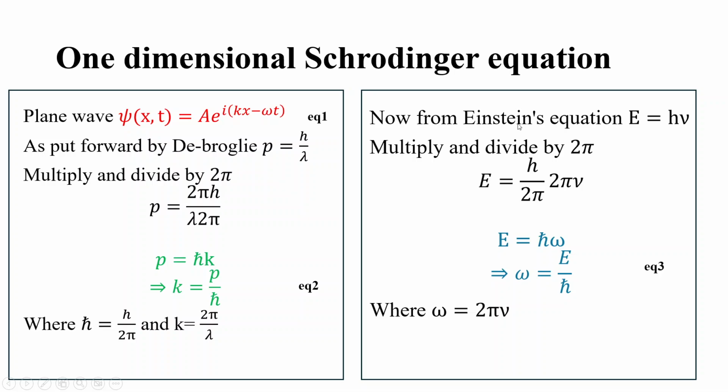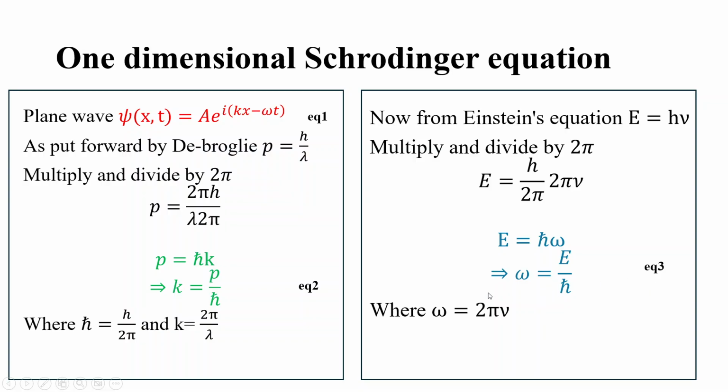Now from Einstein's equation, we know he suggested that E = h times the frequency nu. What if we again multiply and divide it by 2 pi? We will get h cross omega. So from here we can calculate omega: omega = E/h cross. Let's say this is equation 3.